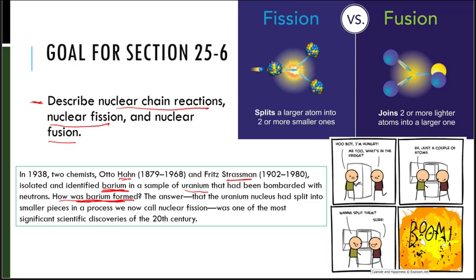How was barium formed? The answer? That the uranium nucleus had split into smaller pieces in a process we now call nuclear fission. It was one of the most significant scientific discoveries in the 20th century.